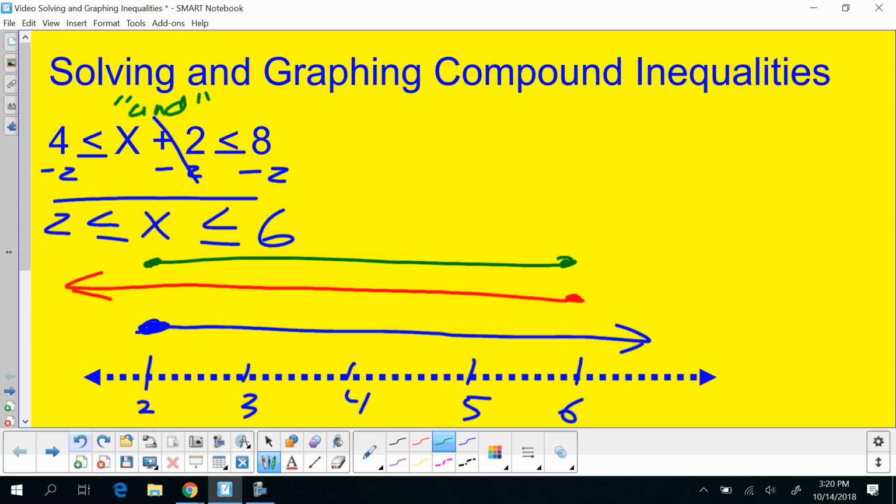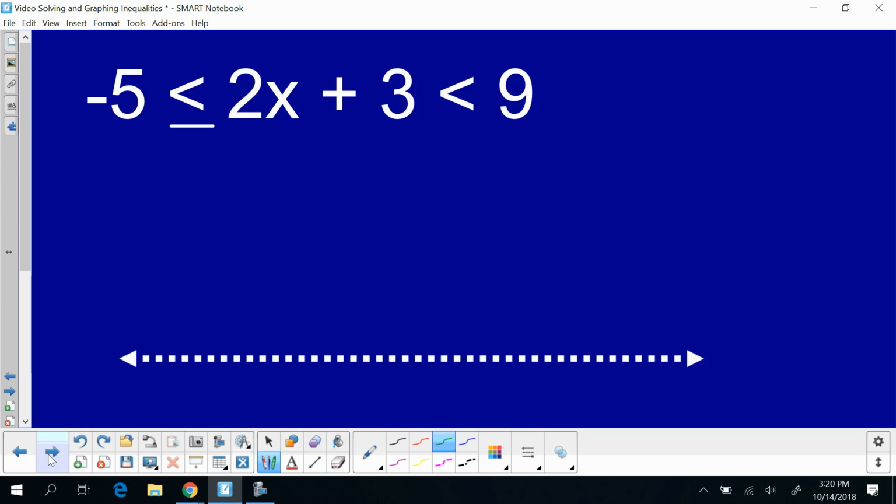But if I were to go smaller than 2 or use numbers larger than 6, it would solve one part of the compound inequality, but it wouldn't satisfy the other part of it. Second question, take a moment, try this.